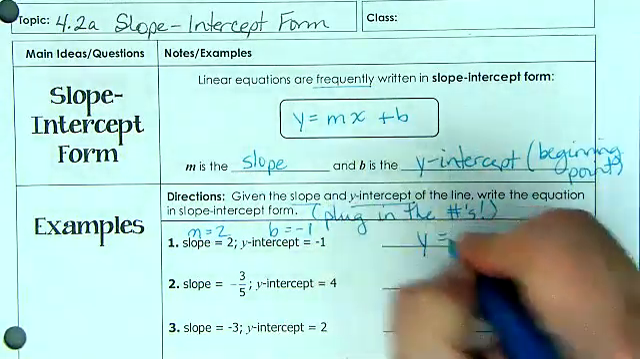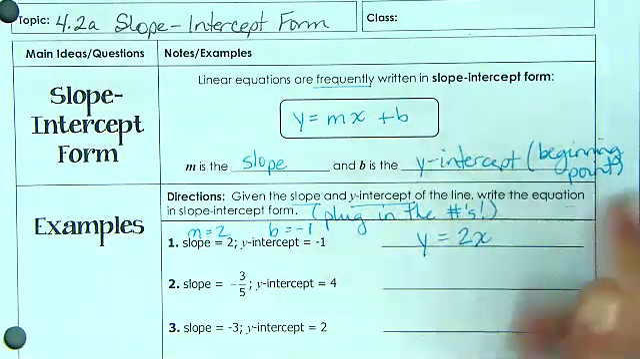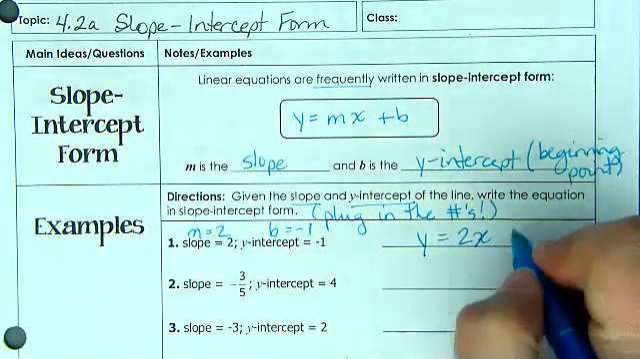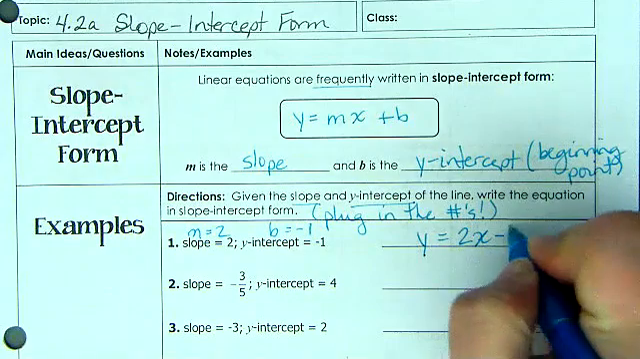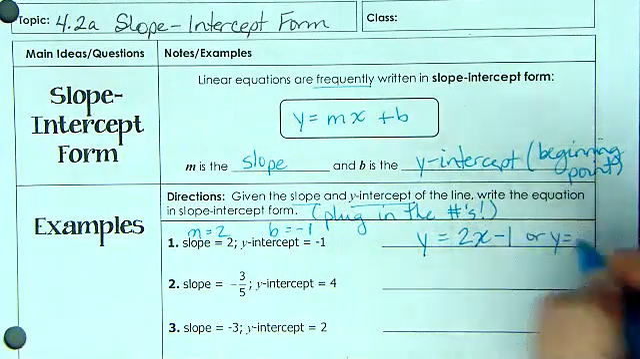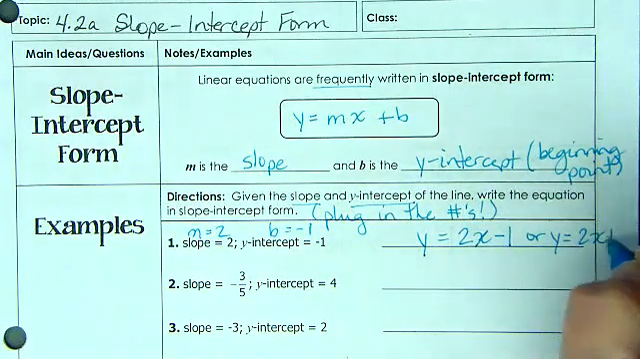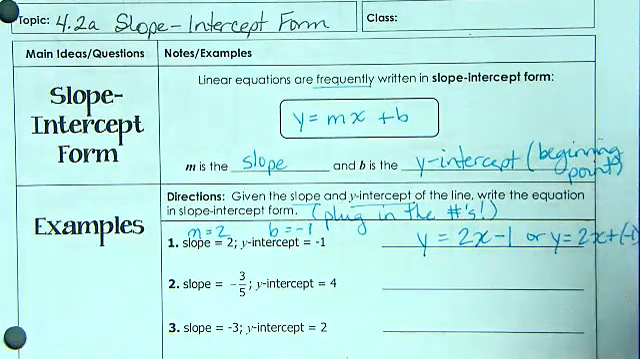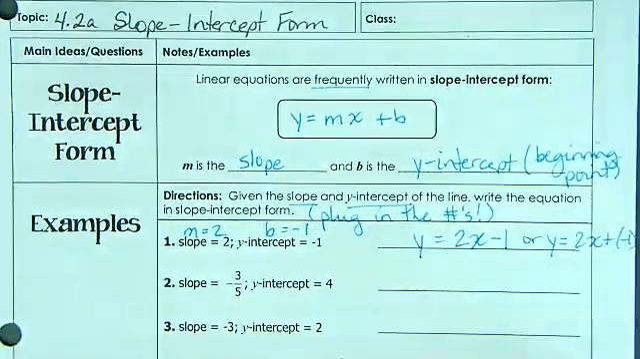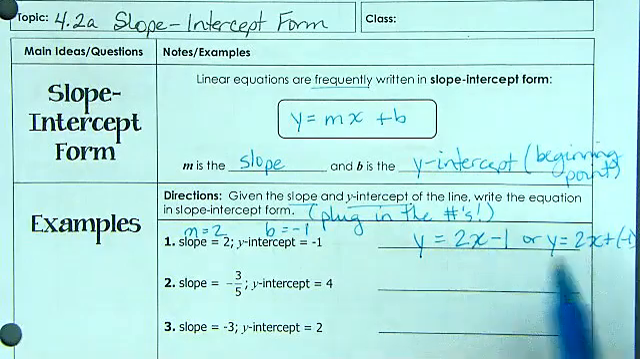So we're going to have y equals 2x, and you have to have the x, minus 1. Or if you want, you can write it as y equals 2x plus -1. Both of these are acceptable. Normally, you'll see it written in this form here.